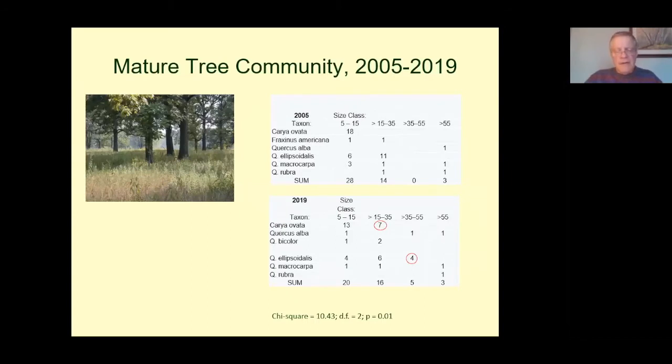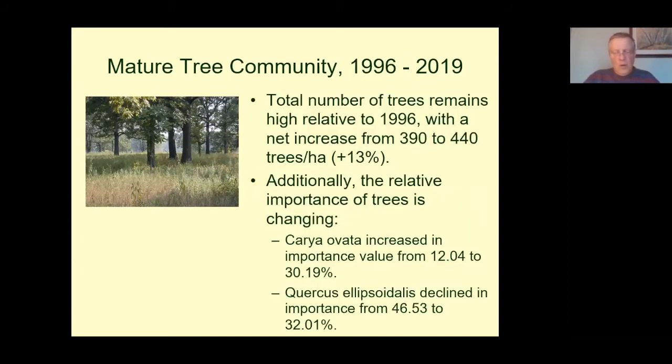Between 2005 and 2019, tree structure again changed significantly, this time due to oaks and hickories growing into larger size classes. Over the entire period, 1996 to 2019, the total number of trees remains high relative to 1996, with a net increase in tree density of 13%.